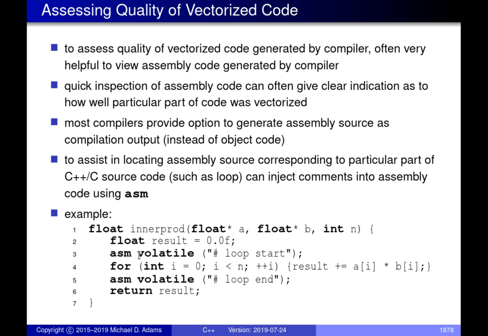So at the point in the assembly code that corresponds to this point here, it will actually inject this assembly code. And a number sign just starts a comment. So I'm injecting a comment into the assembly code just before the code for the loop gets generated, saying the loop is starting. And just after the loop, I'm injecting a comment saying loop end. And then on the next slide, I have an example of the output of a portion of the assembly file that I end up with.